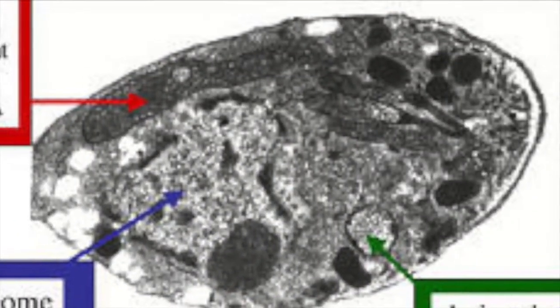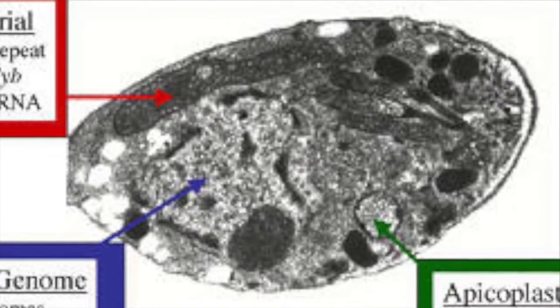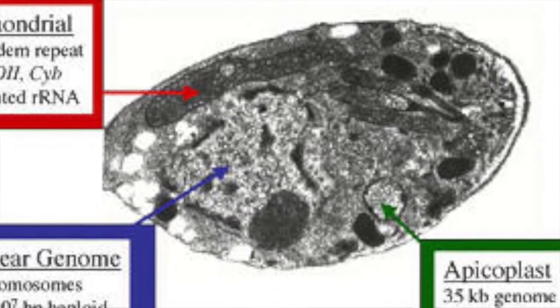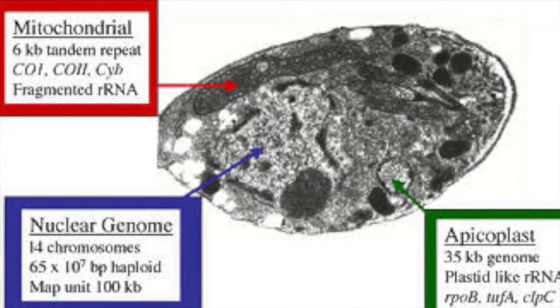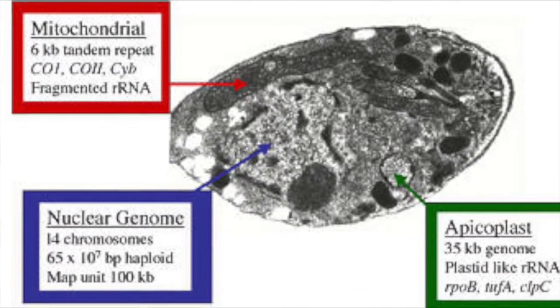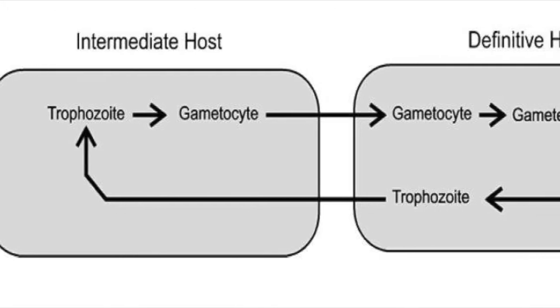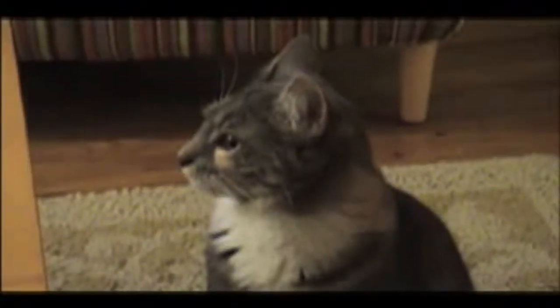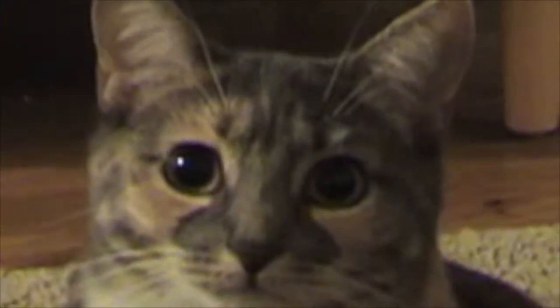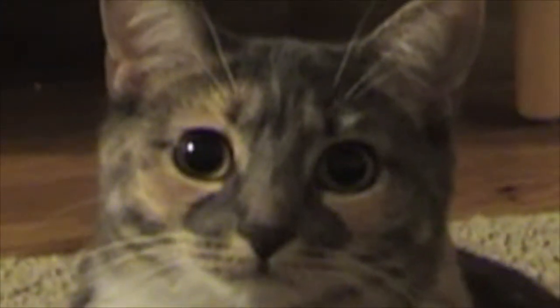Toxo has remained largely mysterious. In 2005, its genome was mapped and will hopefully be of aid in determining why some people develop toxoplasmosis and others do not. The definitive host, that is the organism that supports the adult form of toxo, is felines, but all warm-blooded animals can be infected.